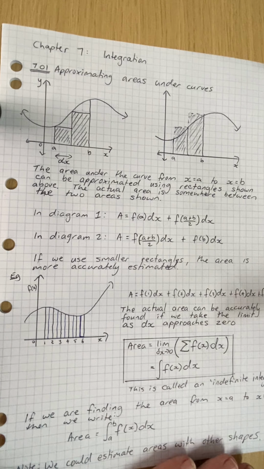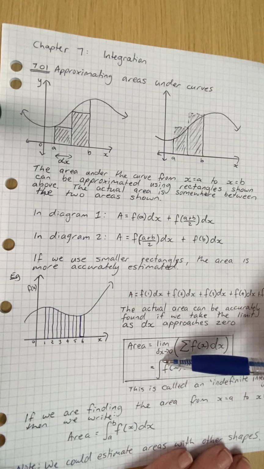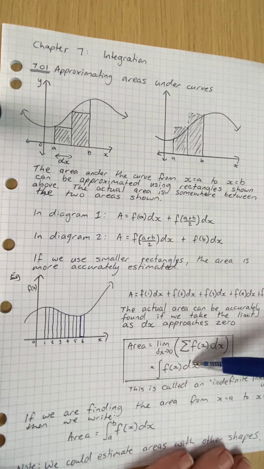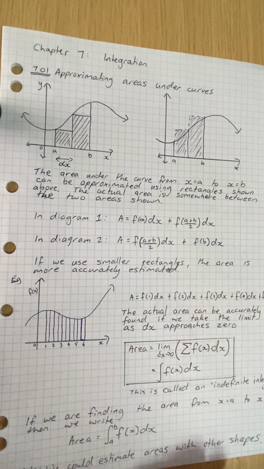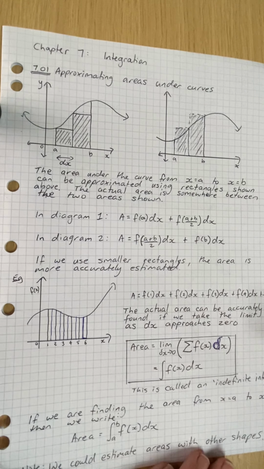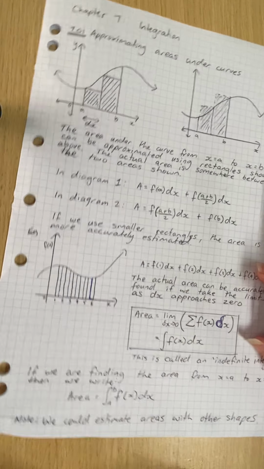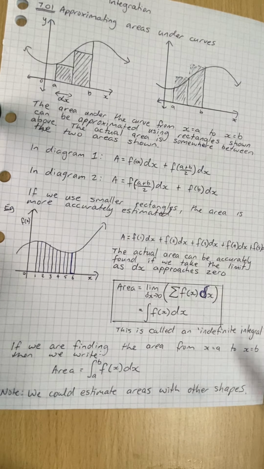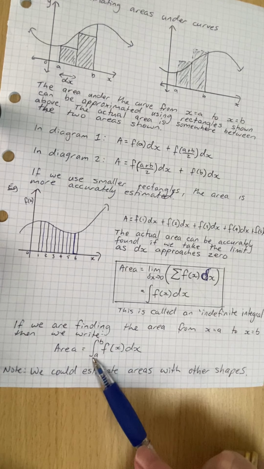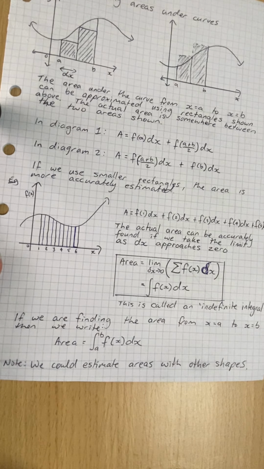Another way we write that in calculus is to use this integral symbol that I've shown you before. So it's the integral of f of x, and we say with respect to x. It's the x's that are getting smaller. Sorry, that one should be delta x there. So that's called an indefinite integral. If we want to find a specific area from, say, x equals a to x equals b, then we can write our integral like this, where we have the end points a and b. We could also use other shapes to estimate our areas.